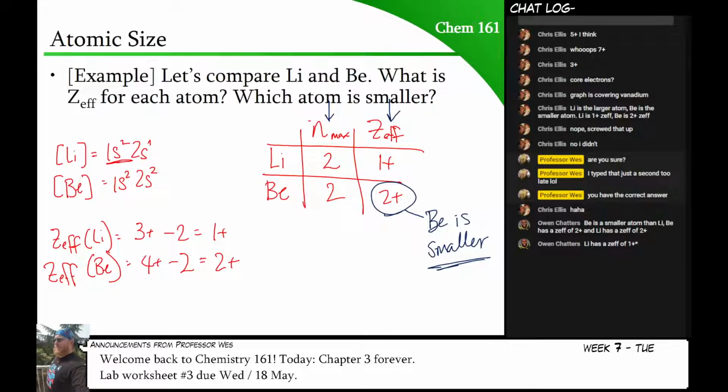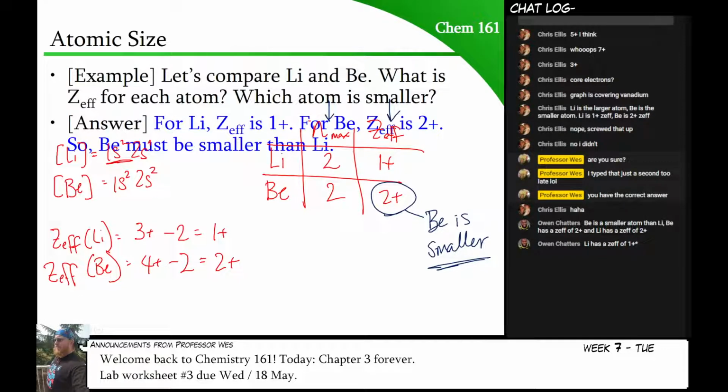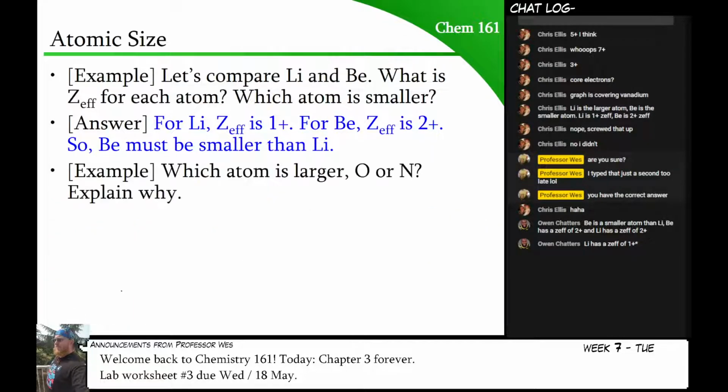All right. So whenever I ask you which atom is bigger or smaller by atomic radius, draw out a chart just like this. You'll get the right answer every time. All right. Let's do another one. I'm going to erase this. Which atom is bigger? Oxygen or nitrogen? Make your chart.